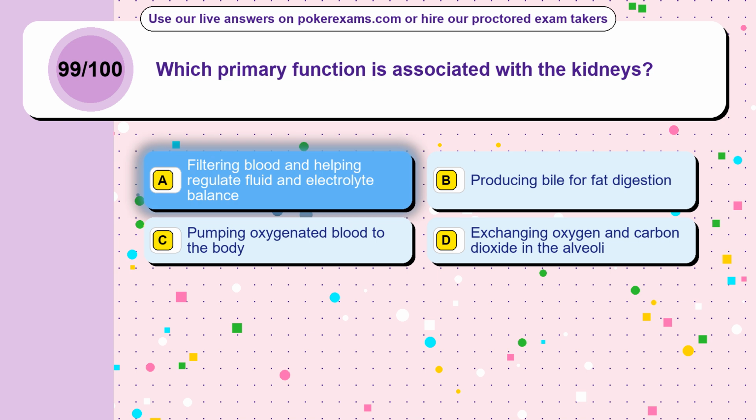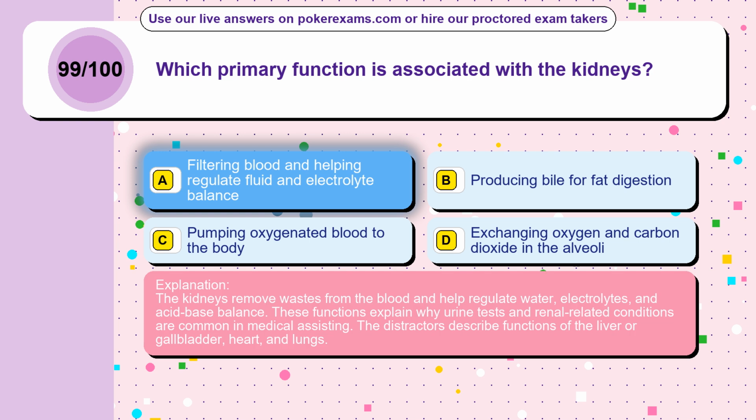The correct answer is option A, filtering blood and helping regulate fluid and electrolyte balance. The kidneys remove wastes from the blood and help regulate water, electrolytes, and acid-base balance. These functions explain why urine tests and renal-related conditions are common in medical assisting. The distractors describe functions of the liver or gallbladder, heart, and lungs.